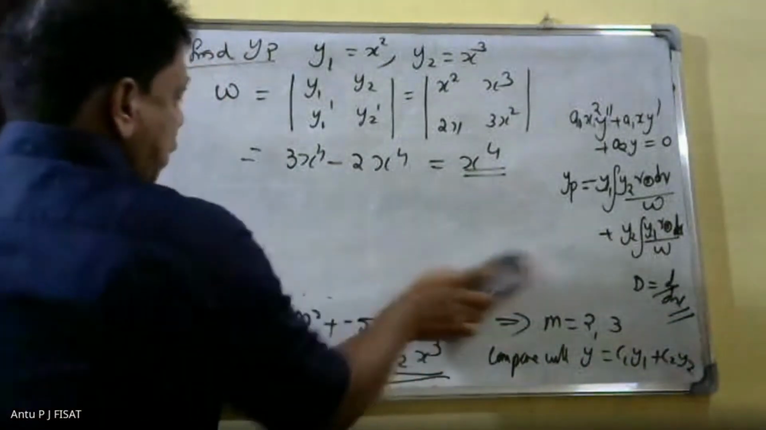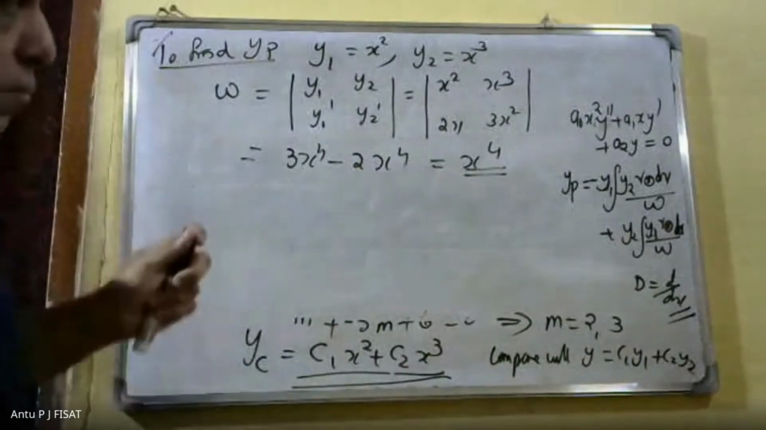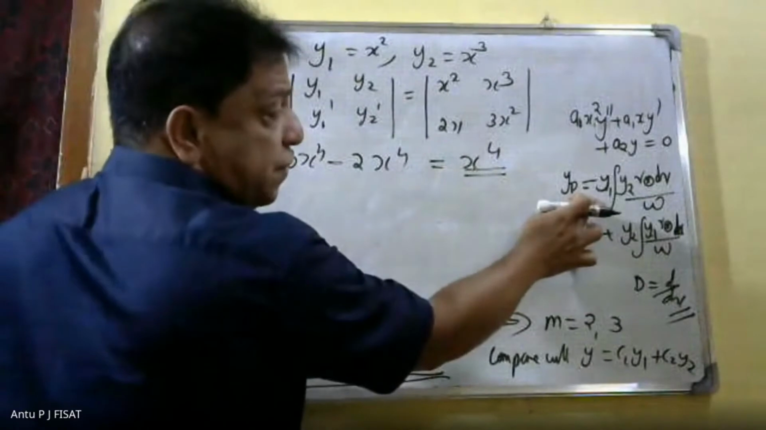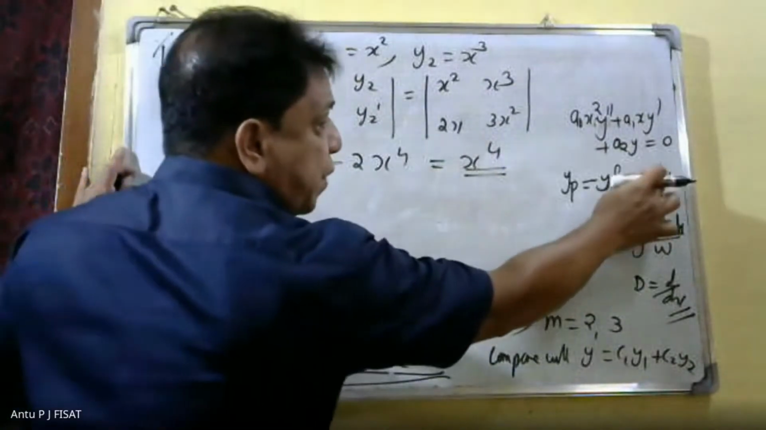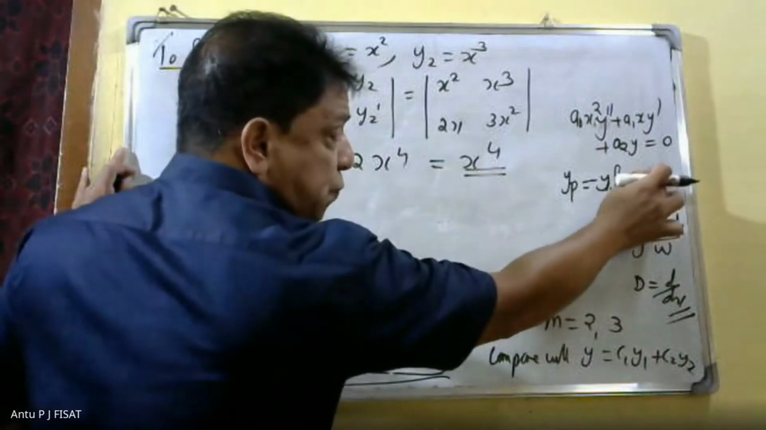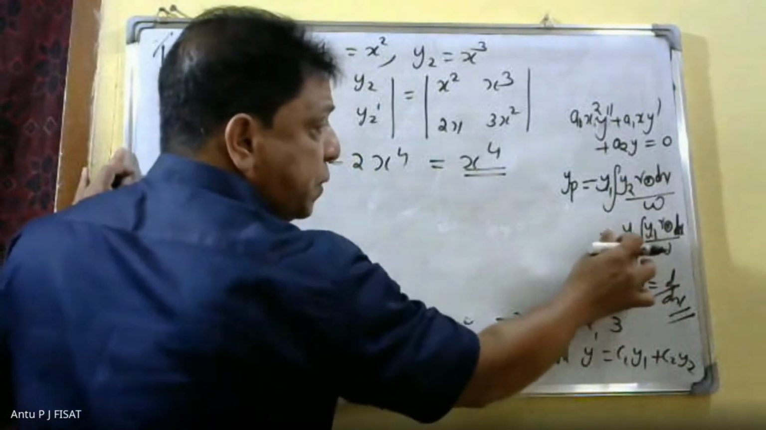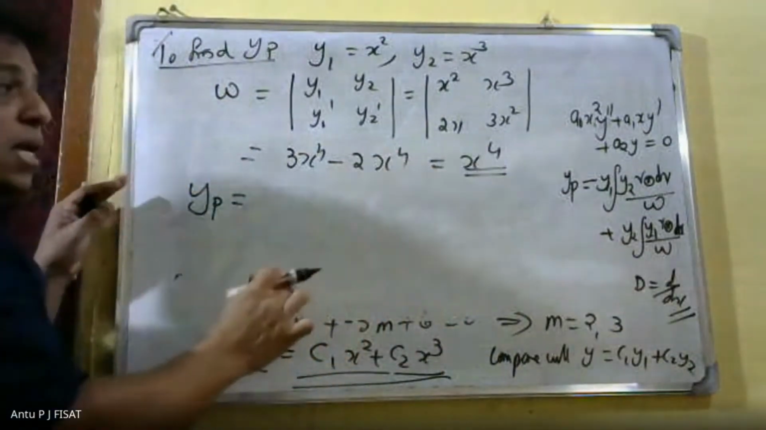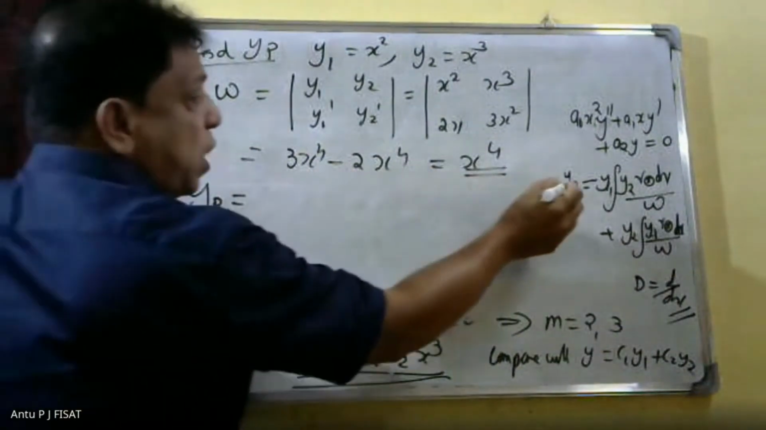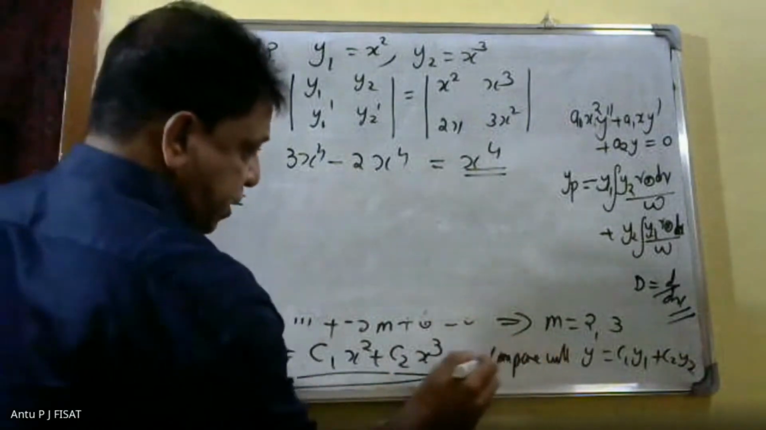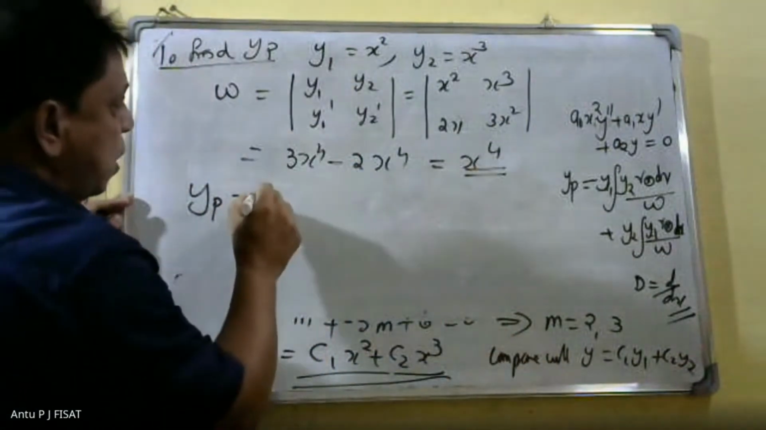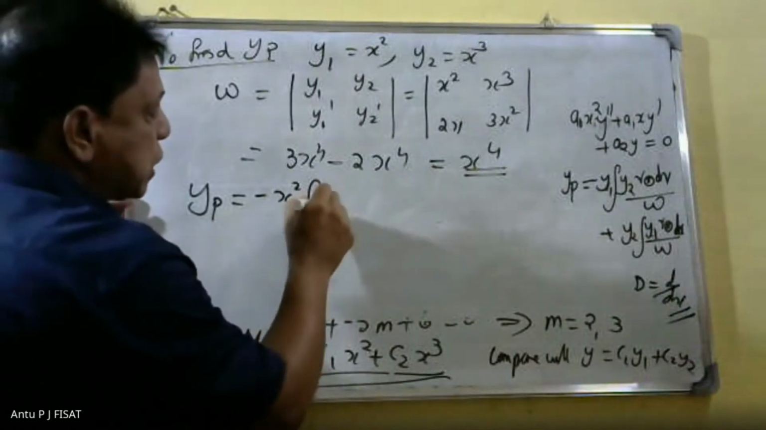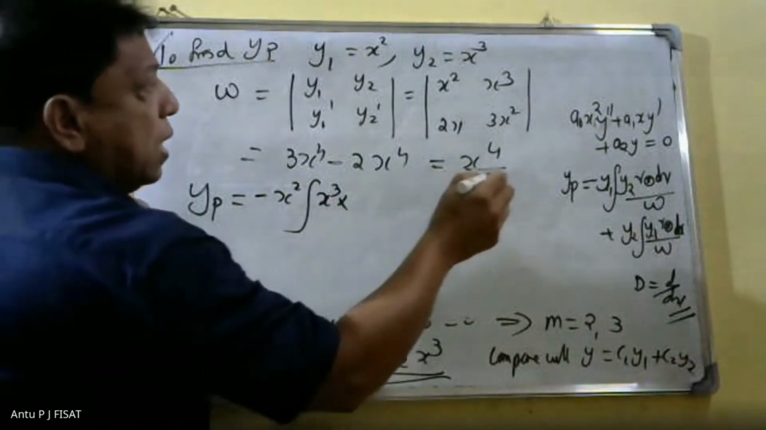Y of p, our formula is minus y1 integral of y2 r of x dx by W plus y2 integral of y1 r of x dx by W. By using this formula, we can find the yp. Here, y1 is equal to x square, y2 is x cube. Therefore, minus x square integral of y2 r of x.